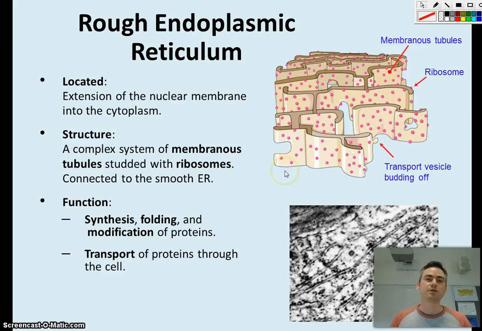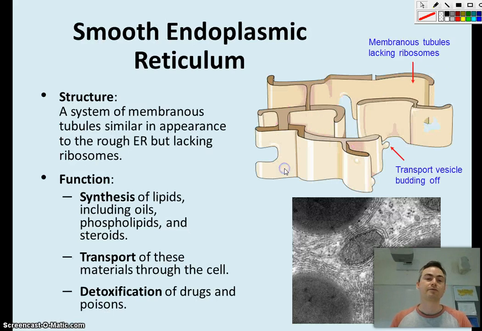So the rough endoplasmic reticulum we find in all eukaryotic cells. We also find the smooth endoplasmic reticulum in all eukaryotic cells. And this is something that is connected to the rough endoplasmic reticulum. This membrane will extend on and become the smooth endoplasmic reticulum. And its function is quite similar to the rough as well. It's obviously not involved in protein synthesis because it doesn't have any ribosomes on it, and that's why we call it the smooth endoplasmic reticulum.